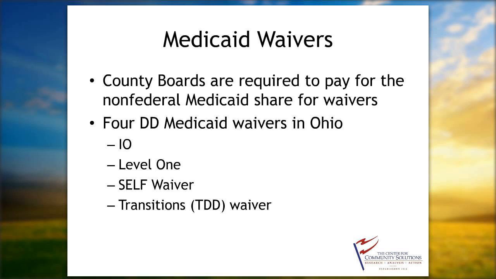Lastly, we have the Transitions DD waiver, or the TDD waiver. These are individuals who were previously served on the Ohio Home Care Waiver through the Ohio Department of Job and Family Services and then transitioned to this new DD waiver. The cap for this waiver varies. On average, it's about $25,000 a year. And unlike the other waivers we just talked about, the TDD waiver does include nursing services. I also wanted to mention that other state agencies, including the Ohio Department of Medicaid and the Ohio Department of Aging, also administer waivers for their consumers.